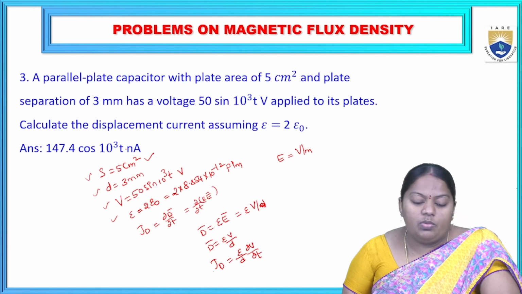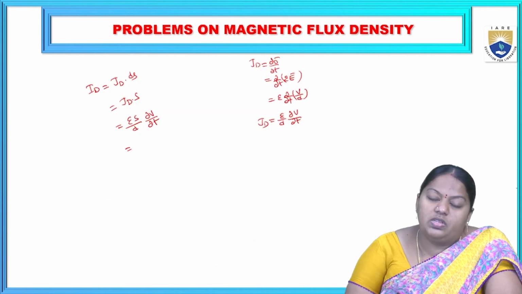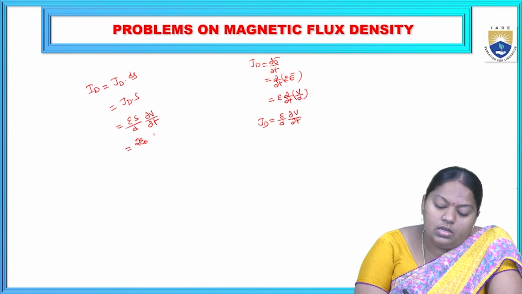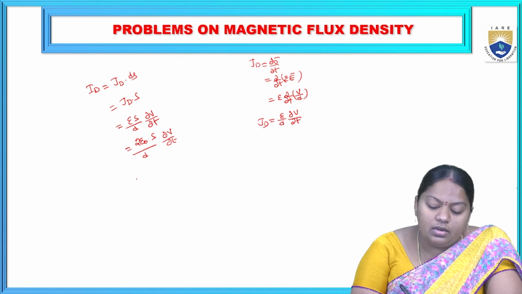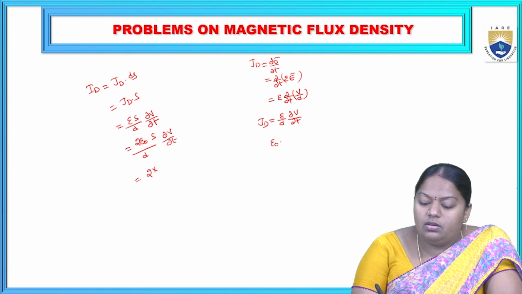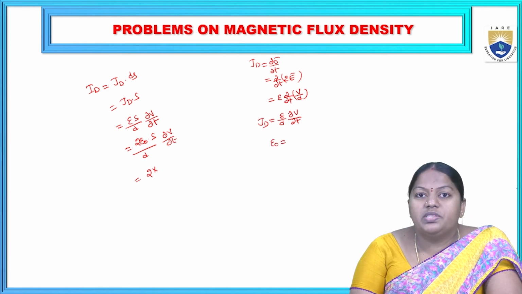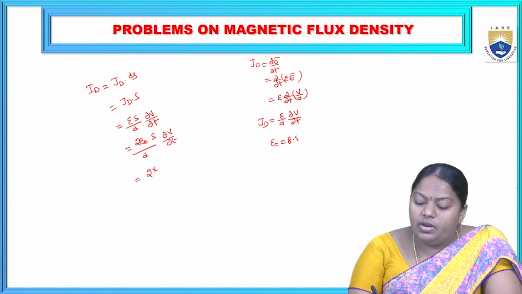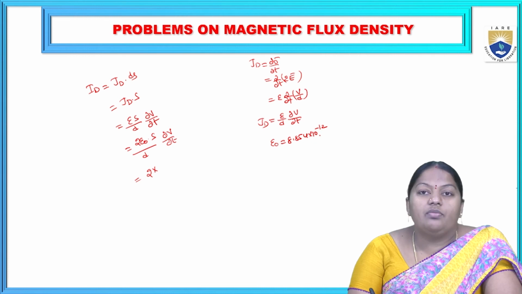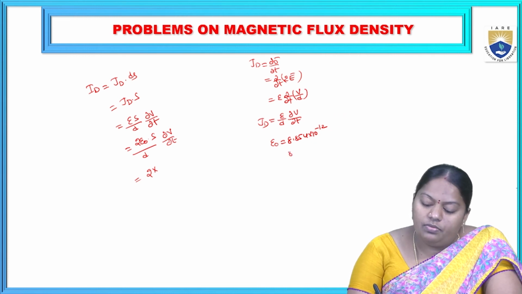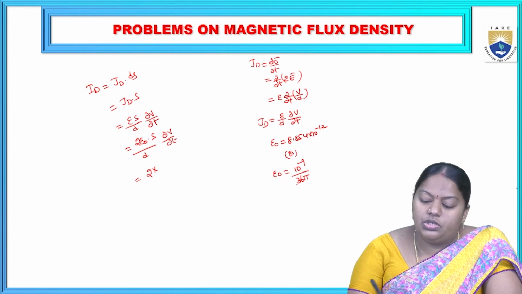But here in the given problem, epsilon value is given as 2 into epsilon naught. So 2 into epsilon naught S by d into ∂V/∂t, right? Epsilon naught, for a free space medium permittivity, is 8.854 into 10 power minus 12, or instead of using 8.854 into 10 power minus 12, if you use epsilon naught value as 10 power minus 9 by 36 pi, sometimes it is easy to simplify.